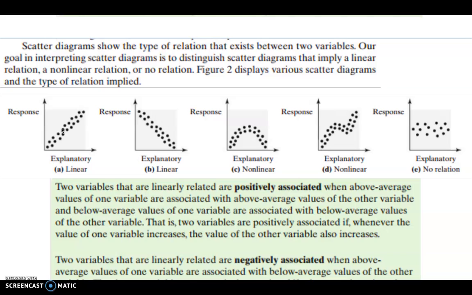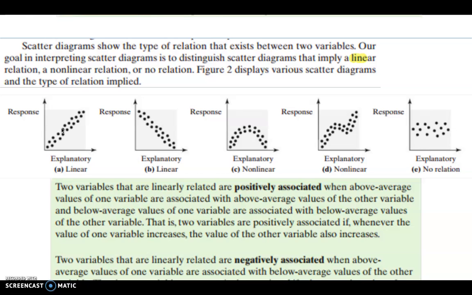When we look at scatter diagrams, they show us the relationship that exists between two variables, and that's all it is, just a relation. It's not necessarily causation. So please don't get those two overlapped and confused. Our goal in interpreting the scatter diagram is just to distinguish diagrams that imply a linear relationship, a nonlinear relationship, or no linear relationship. When we say linear, embedded in linear is the word line. So they're going to follow a line or a trend.